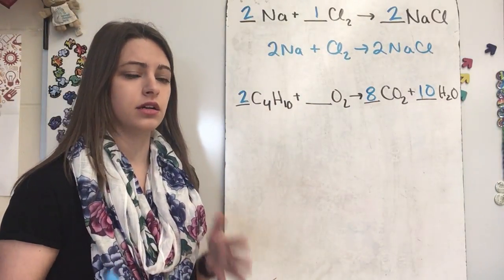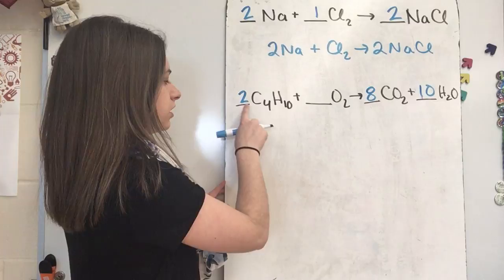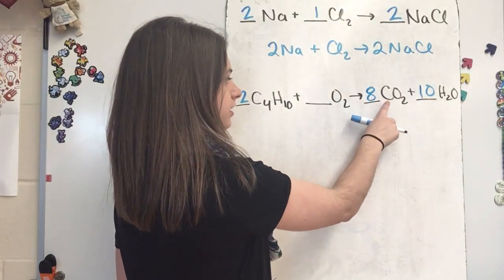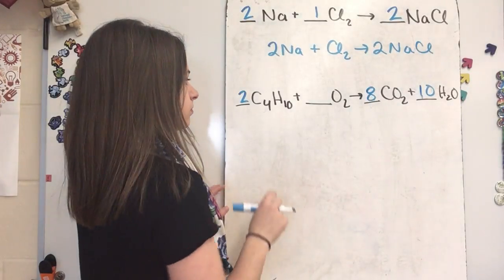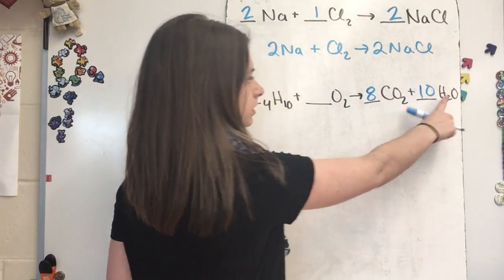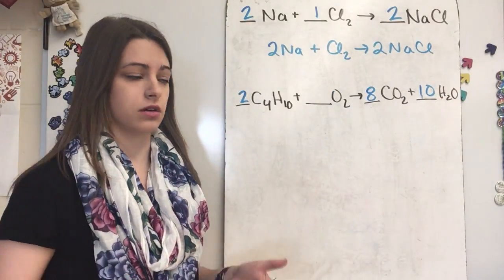Okay, before I move on, let's just go double check our numbers. Let's check carbon. 2 times 4, that gets me 8. 8 times 1 gets me 8 carbons, so those are still good. 2 times 10 gets me 20. 10 times 2 gets me 20. So my hydrogens are still good.